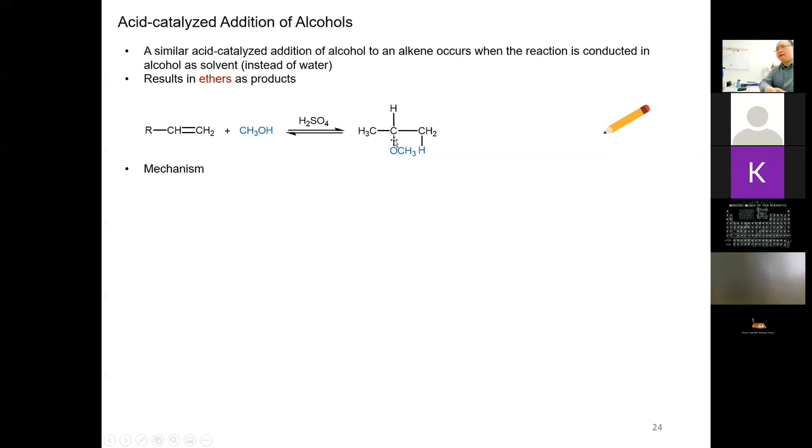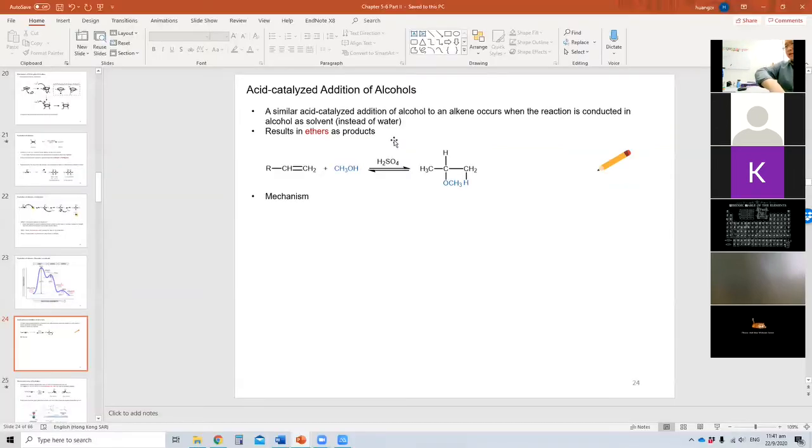So let me draw the mechanism, and you probably need to take out your pen and draw with me. All right, it's two weeks from the midterm, so you need to practice now.